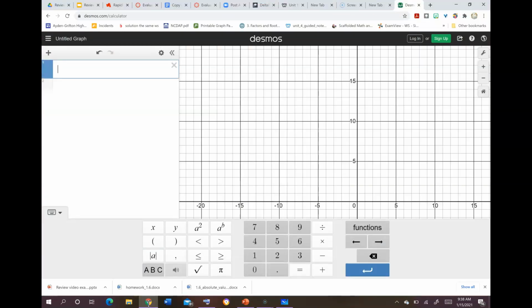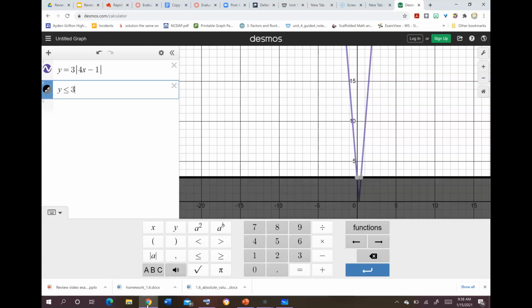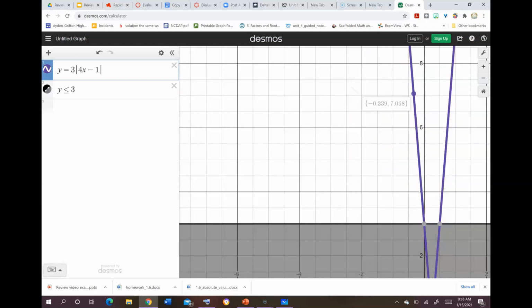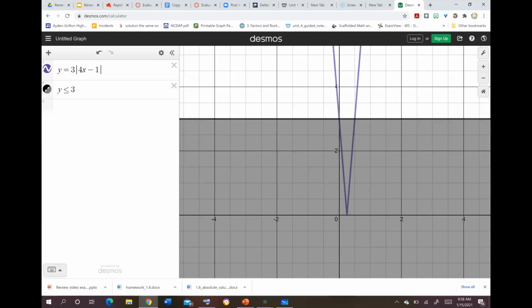So first you type your equation. Y equals 3 absolute value of 4x minus 1 absolute value. And then my y's are going to be less than or equal to 3. See how it's shaded? See how this is shading together? It doesn't have a gap in the shade. That's how you know it's an and. There's no gap in the shade. It's just a solid shade of a graph.